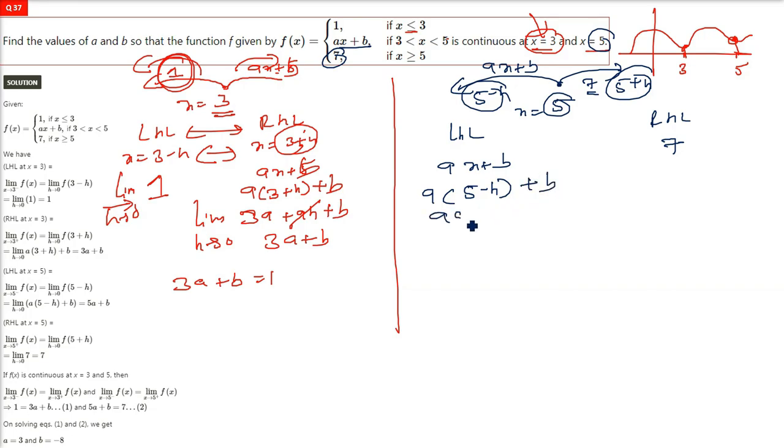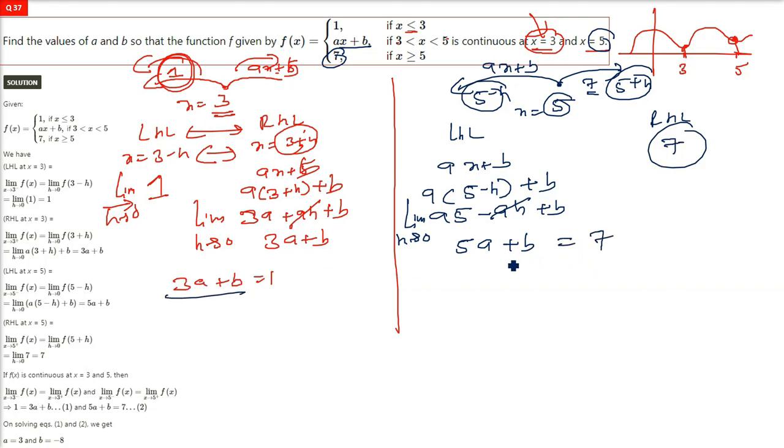So 5a minus ah plus b. Apply the limit here: h tends to 0, so ah will be 0. So 5a plus b will be equal to 7. So 3a plus b equals 1 and 5a plus b equals 7. Just cancel out b, and you have 2a equal to 6. So a will be equal to 3.